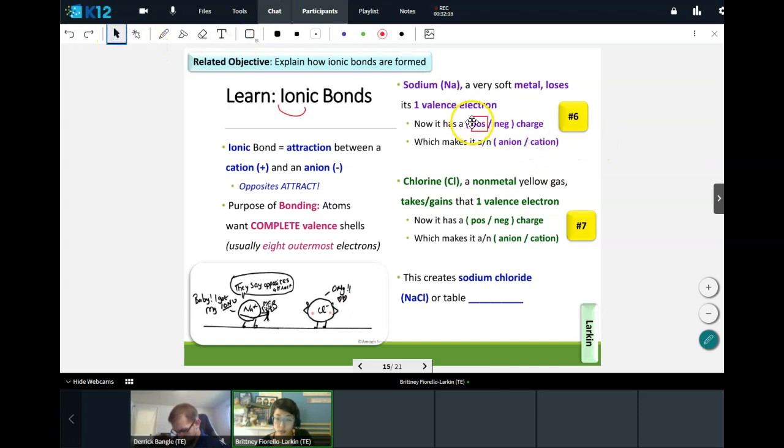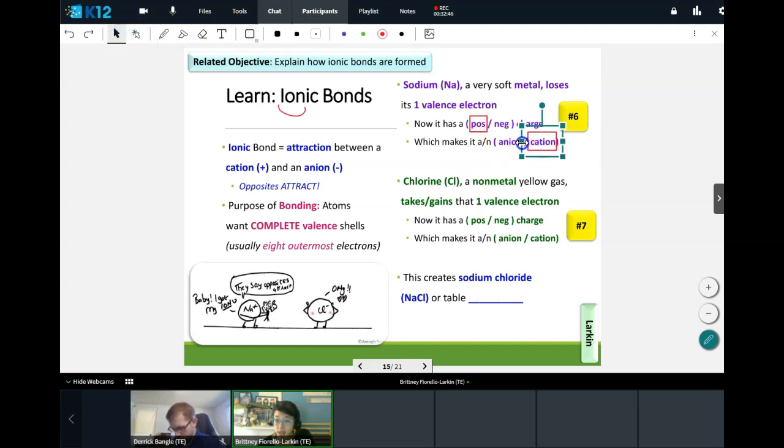Excellent. And therefore, does that make you an anion, like anti, or a cation? Cats are what? Go ahead and tell me in the chat. Is this an anion or a cation? Cats are positive, and so a positive charge will become a cation. All right, so we have our sodium becoming a positive cation.